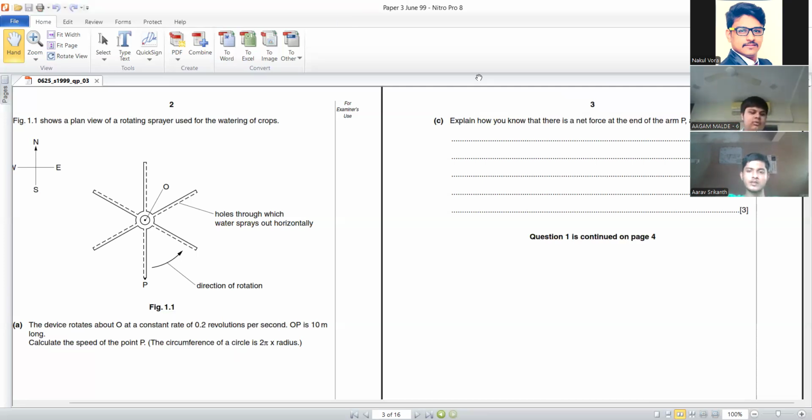So I got full marks. Every question will be different, remember. So, explain how you know that there is a net force. I know that this is a rotation. There is a centripetal force. And if this centripetal force doesn't pass through the center, then how will this be a circular motion? Okay? That's the answer situation.